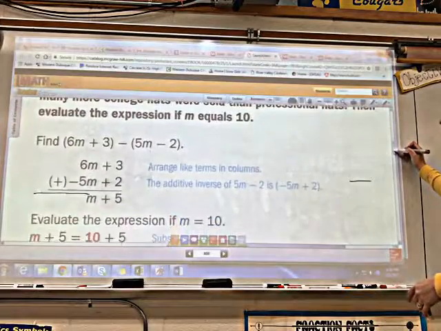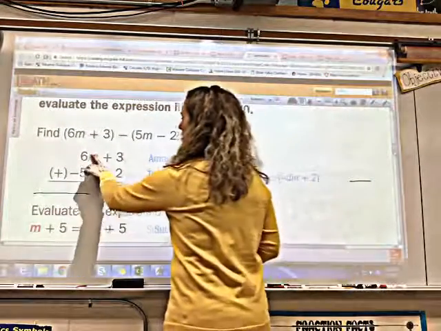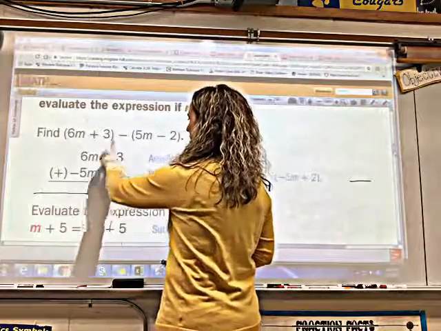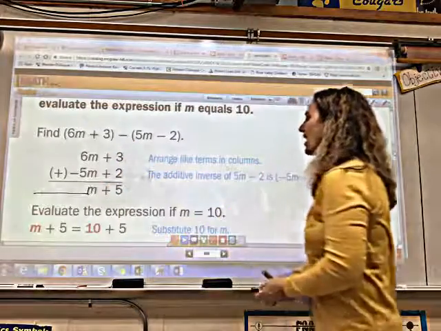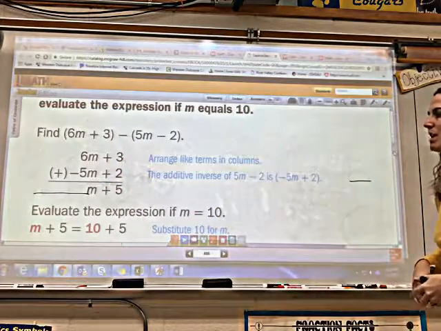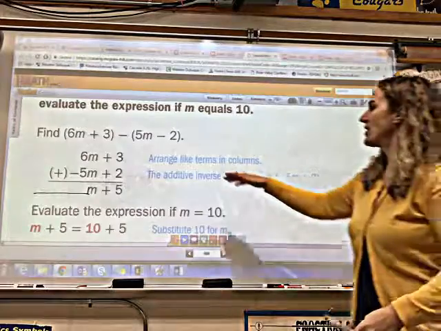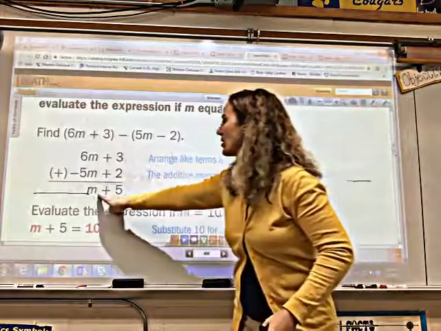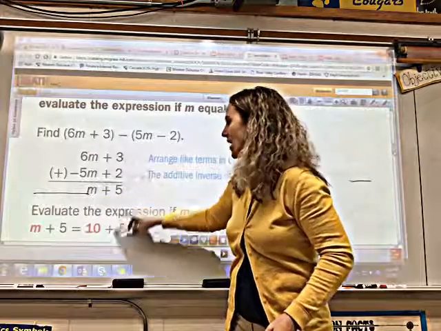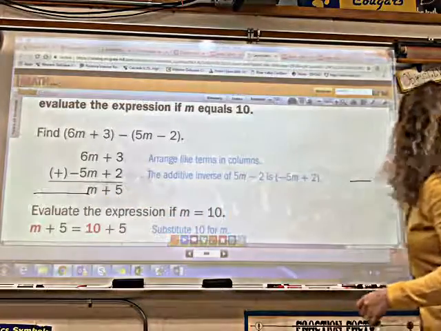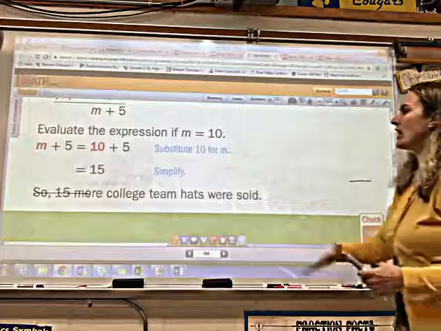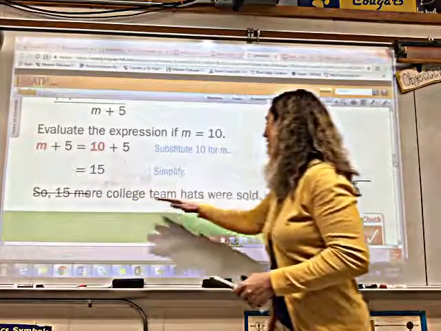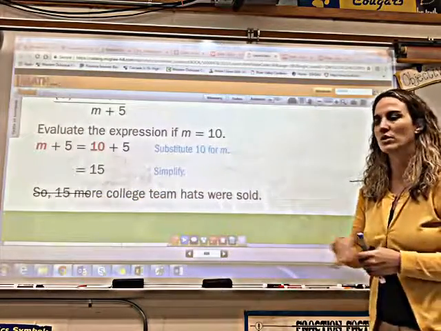Okay, then again thinking what's happening here. So 6 minus 5 would give you 1. 3 plus 2 gives you 5. So your expression would be M plus 5. Then they would like us to solve it if M equals 10. So I'm going to plug in 10 for M. 10 plus 5 would give me 15. So as I'm working through it, my answer would be 15 more college team hats would be sold.